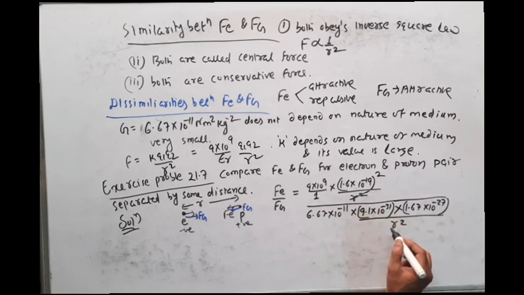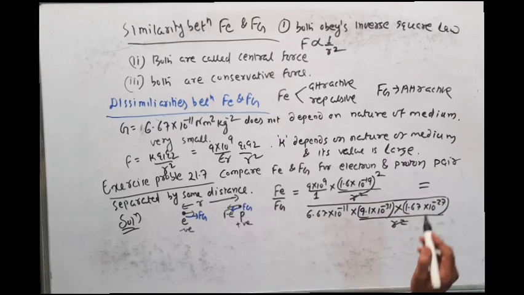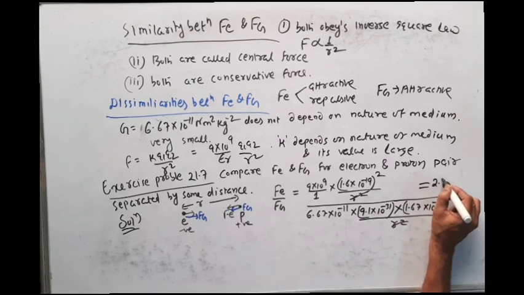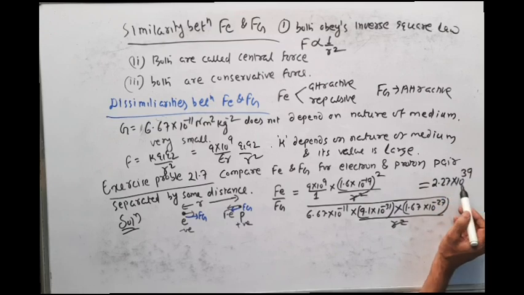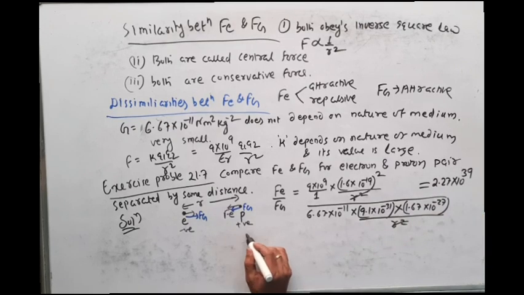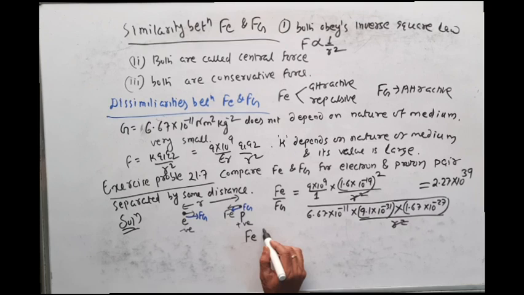R square cancels. So if you calculate through calculator, you will get 2.27 into 10 to the power 39. You see, the order of the force is coming to be 39. That means the electrostatic force is very, very much greater than the gravitational force between electron and proton.